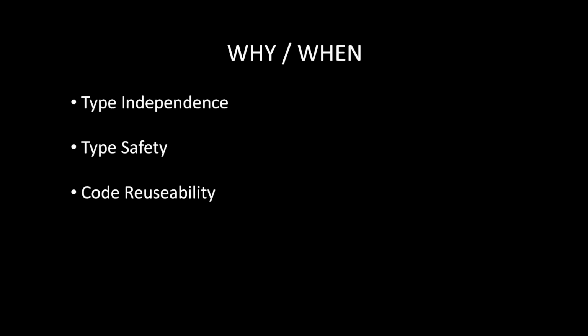So why use C# generics? It provides us type independence. We can write a class, method or interface that works with any data type. For example, List of T works with List of string or List of int. When to use C# generics? When we are working with collections of different types, then we should be using C# generics.